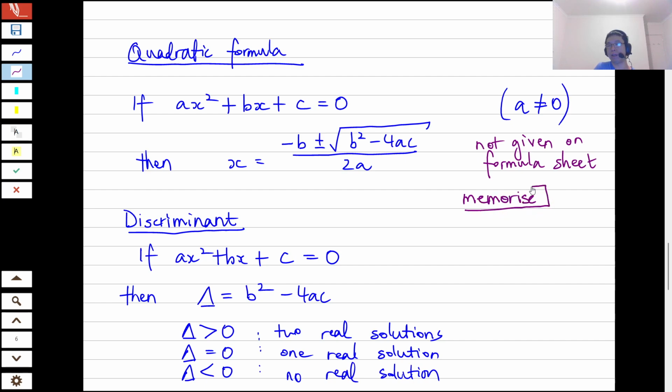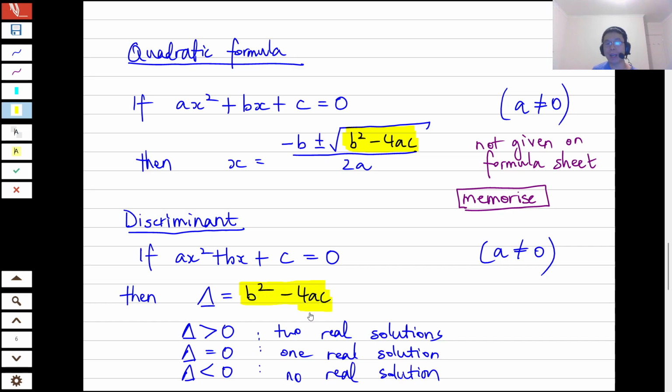If you don't have it memorized, practice it enough times until you do. Now, closely related to the quadratic formula is this thing called the discriminant. The discriminant is defined by b squared minus 4ac. Again, we are assuming that we're dealing with a real quadratic, so a is non-zero. And you should recognize the discriminant as appearing underneath the square root term of the quadratic formula.